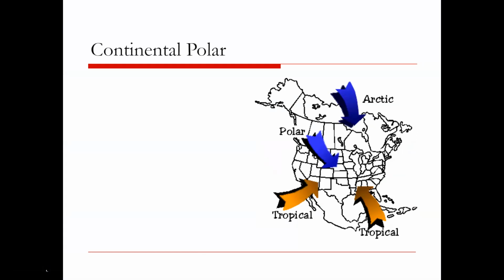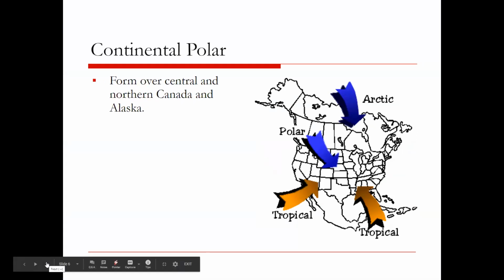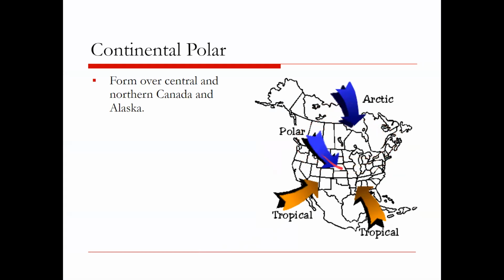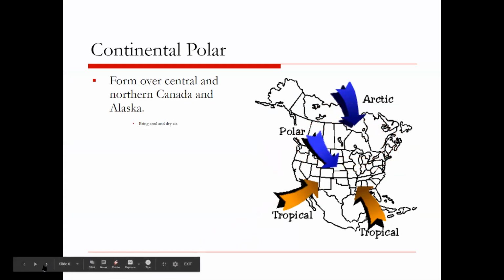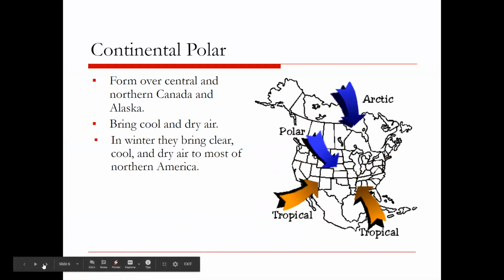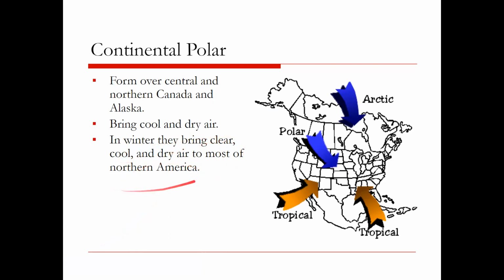Next, we have continental polar. Continental polar air masses form over central and northern Canada and Alaska. You see up here, there's much more land mass, so these tend to be much larger than their partners, the continental tropical. So they bring cool and dry air. In the winter, they bring clear, cool, and dry air to most of North America.